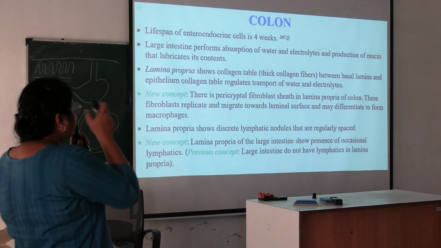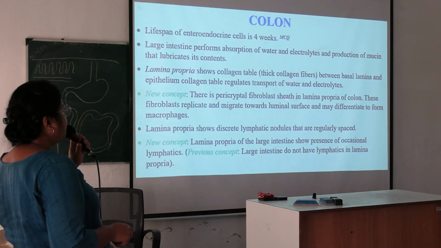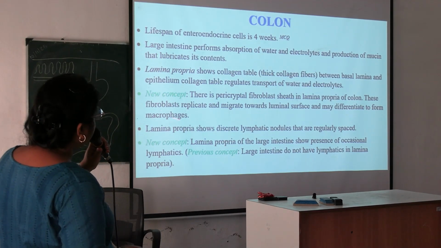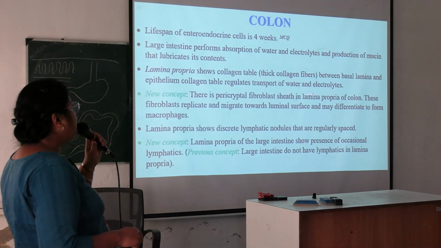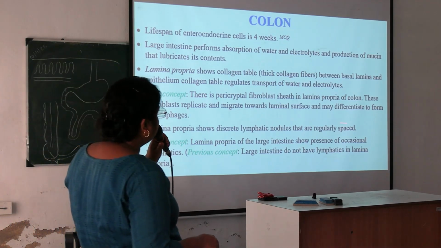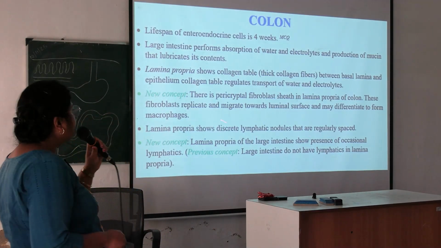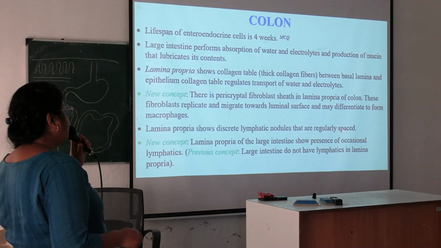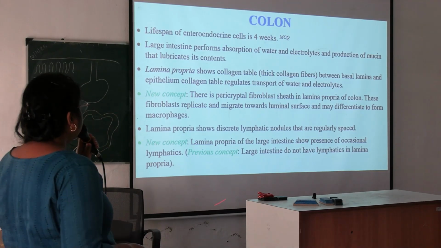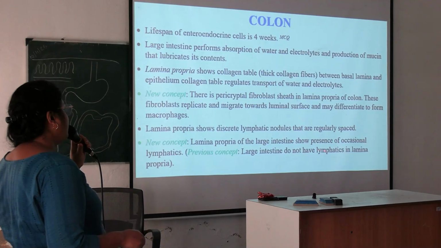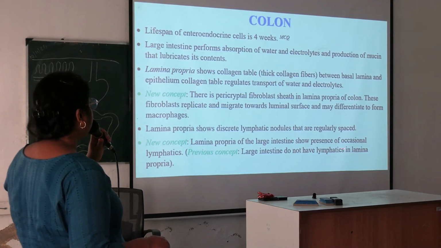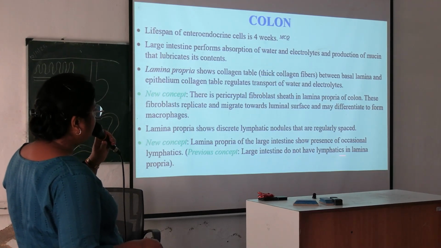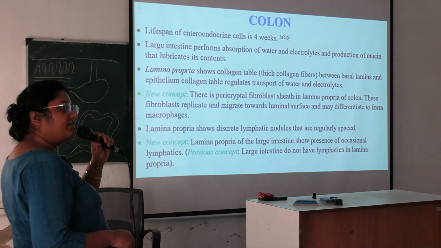According to the new concept, there is a pericryptal fibroblast sheath in the lamina propria of the colon, and these fibroblasts replicate and migrate towards the luminal surface and may differentiate to form macrophages. The lamina propria shows discrete lymphatic nodules that are regularly spaced. According to the new concept, the lamina propria of the large intestine shows the presence of occasional lymphatics, and according to the previous concept, the large intestine does not have lymphatics in the lamina propria. Okay.